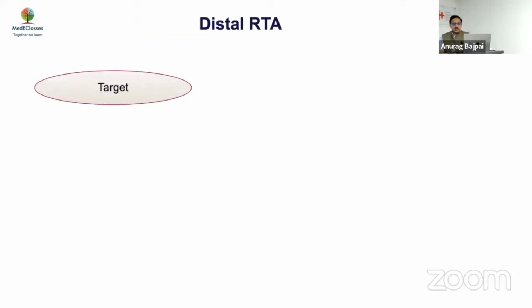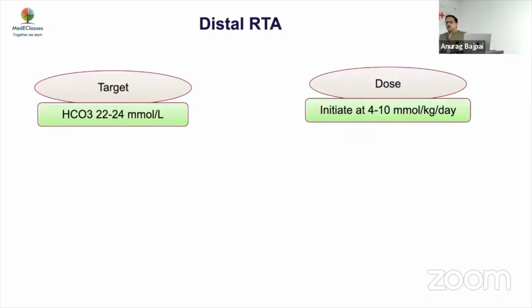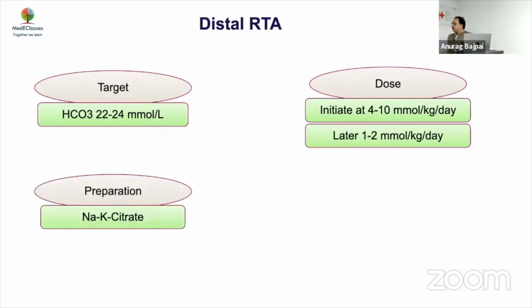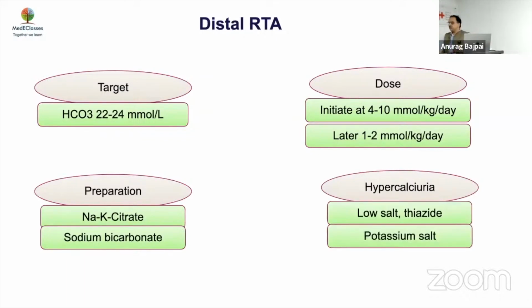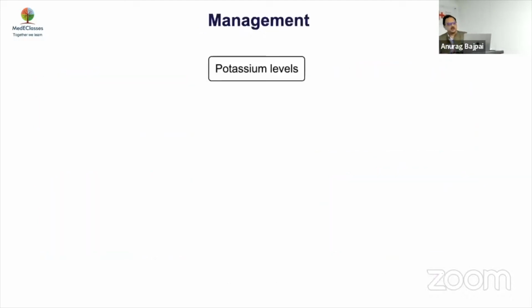So what should be your target? You want to maintain bicarbonate in the normal range, 22 to 24. Because there is already a deficit, for the first few days or a couple of weeks you need to give a higher dose, and then you come down to 1 to 2 millimoles per kg per day. You can use sodium potassium citrate or bicarbonate as discussed. And if you have persistent hypercalciuria, then you have to reduce the salt intake, and thiazide is also an option, and potassium may be beneficial in that setting. Monitor for urinary calcium, annual ultrasounds for hypercalciuria, and renal function is important in that regard.